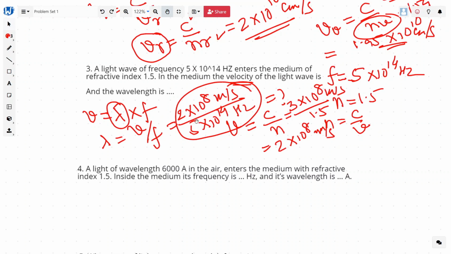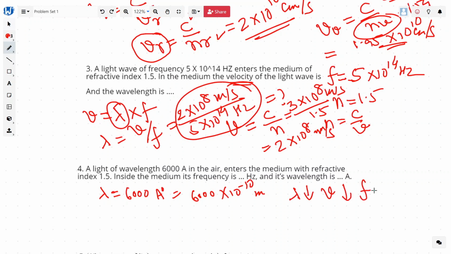Now coming to the next question, which says that the wavelength of light is 6,000 Angstrom, and we know the unit of Angstrom, right? So lambda is 6,000 Angstrom, or 6,000 times 10 to the power minus 10 meters, in the air. Now it is going to enter a medium with a refractive index 1.5, right? So lambda is going to decrease, so as the velocity is going to decrease, and frequency is going to be the same. Inside the medium, frequency is what? That's what we have to find. So let's simply find out the frequency of the light in the air itself, right?